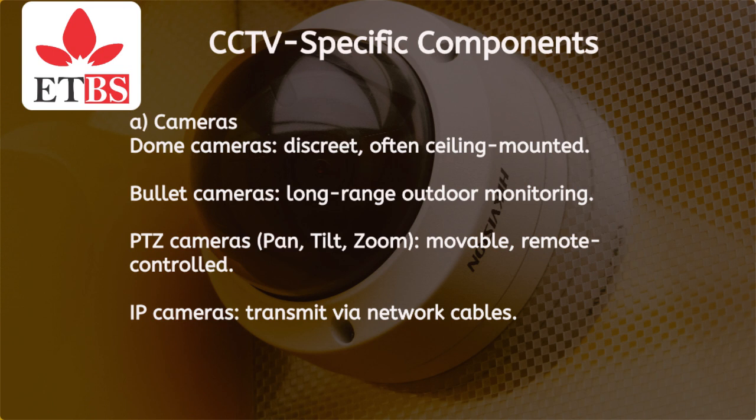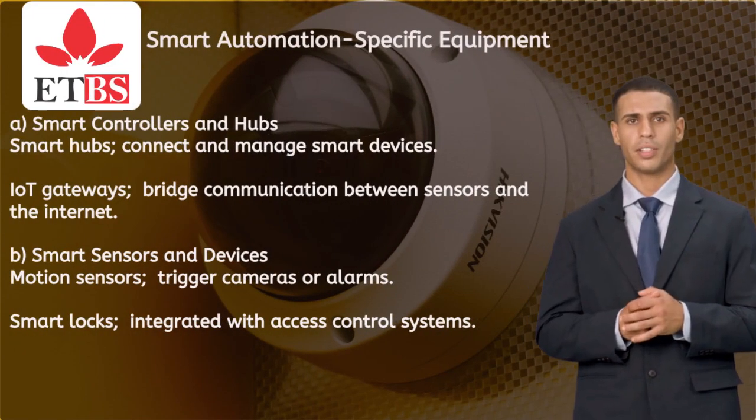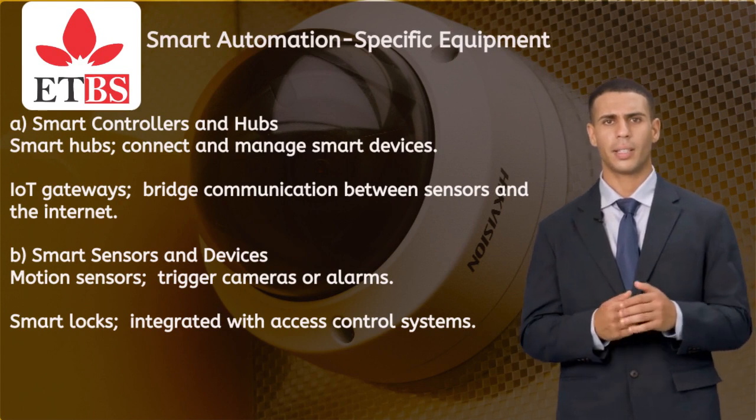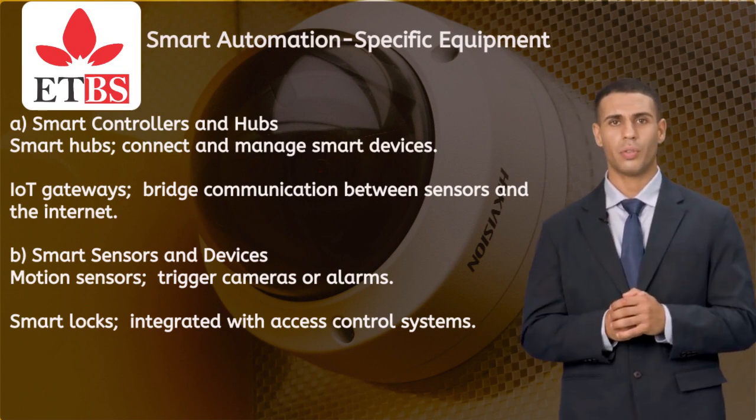D. Connectors. BNC connectors, used in coaxial CCTV setups. RJ45 connectors, used in IP CCTV systems. Power connectors, DC jacks, terminals, for powering devices. 3. Smart automation specific equipment.